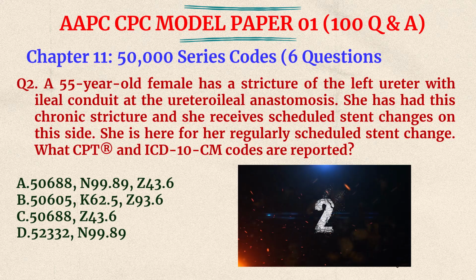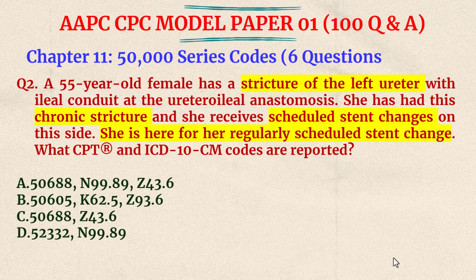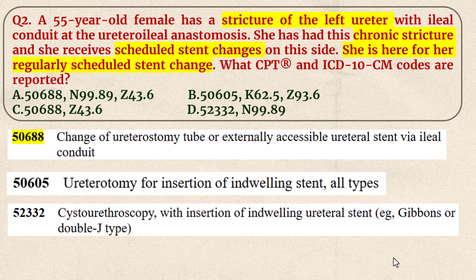3, 2, 1. Okay, in this case, you have to highlight this is a stricture of the left ureter, that is a chronic ureter stricture. Now the patient came for the scheduled stent changes. So she is here for a regularly scheduled stent change. When you see the CPT codes, there are 50,000 codes and 52,000 codes available. So those codes are adjacent codes. So you can first take the CPT code, use the elimination method, and narrow down the answers. Then you can go to the ICD-10-CM codes and find the correct answer. Okay, so let's go to the CPT codes.